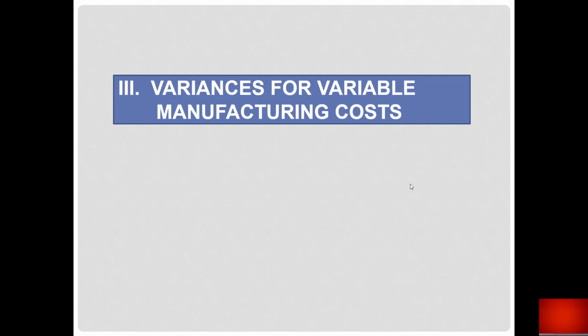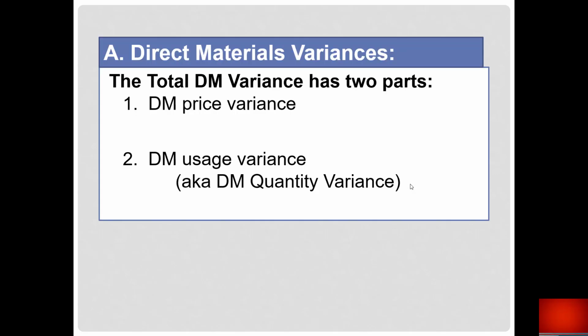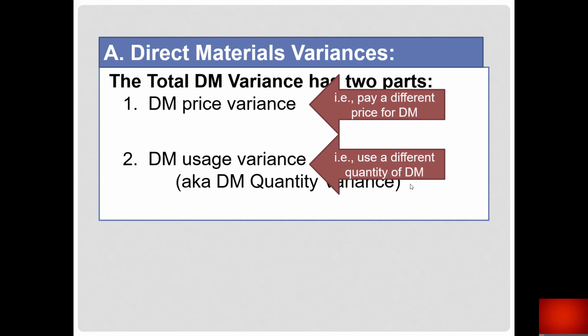All right, we will be focusing on the variances for variable manufacturing costs. We are not going to look at the fixed overhead, just the direct materials, direct labor, and variable overhead variances. For direct material, you'll see that we do have two variances. One is called the direct material price variance. That is, if you pay a different price for direct materials than you had anticipated. And a direct material usage or quantity variance that will isolate the difference in cost due to using a different amount of direct material than standard.